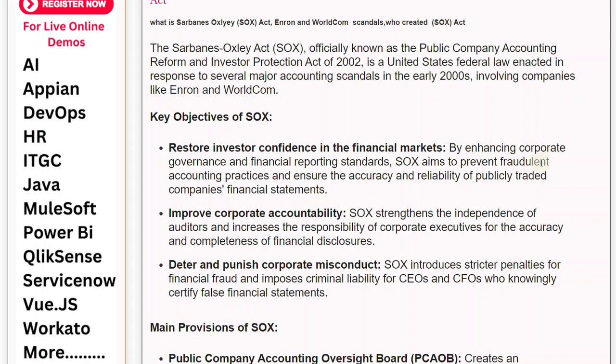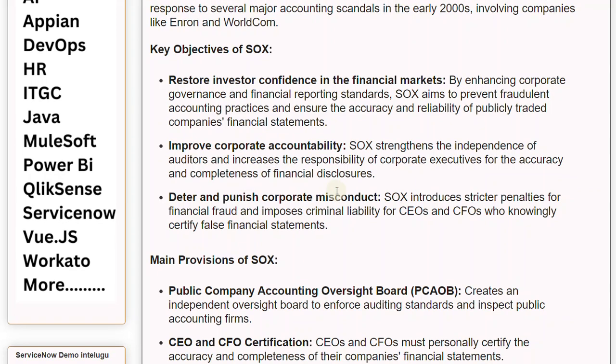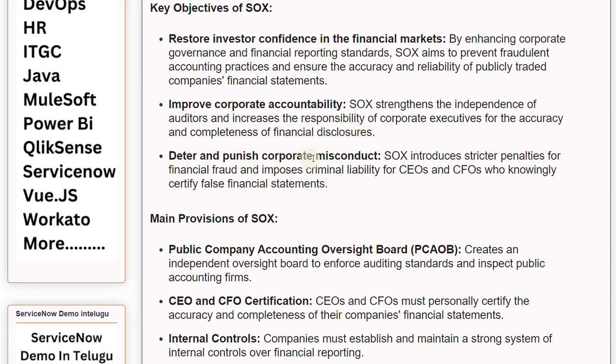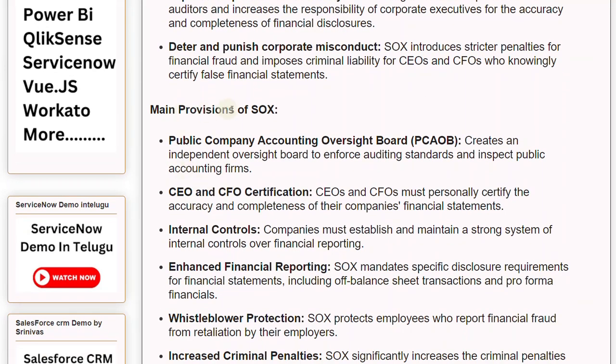SOX aims to prevent fraudulent accounting practices and ensure the accuracy and reliability of publicly traded companies' financial statements. Improve corporate accountability. SOX strengthens the independence of auditors and increases the responsibility of corporate executives for the accuracy and completeness of financial disclosures. Deter and punish corporate misconduct. SOX introduces stricter penalties for financial fraud and imposes criminal liability for CEOs and CFOs who knowingly certify false financial statements.